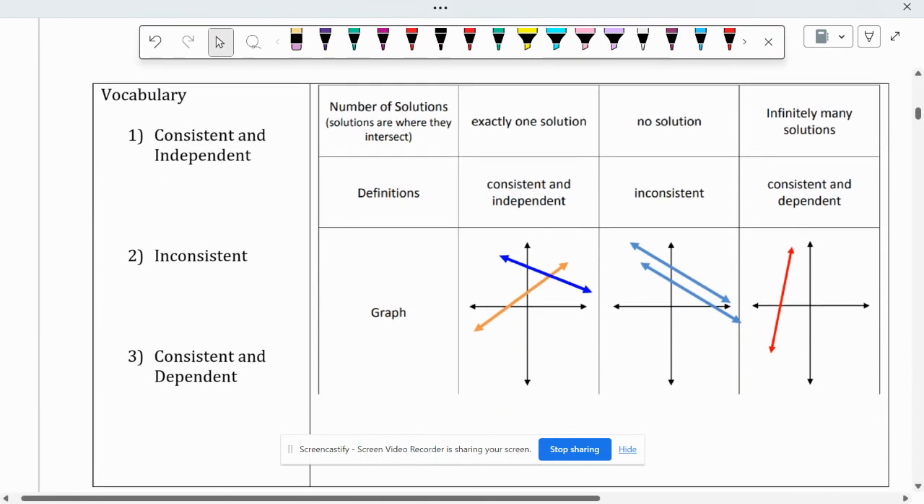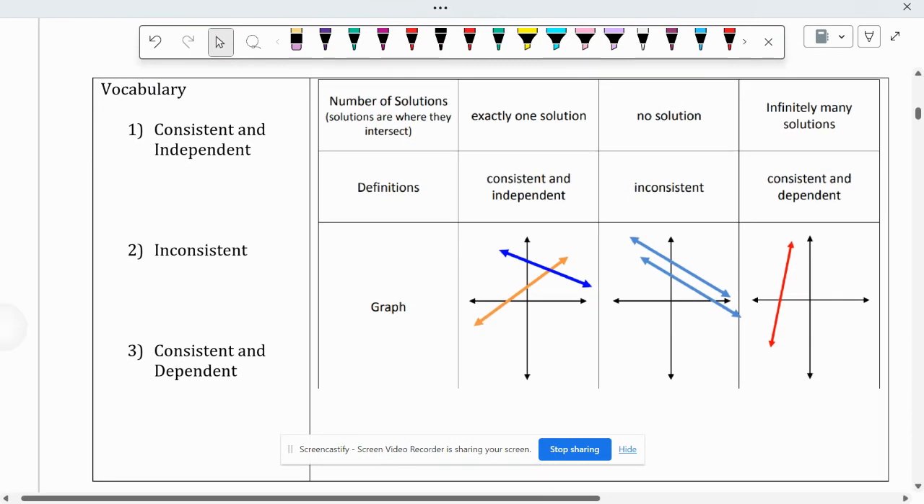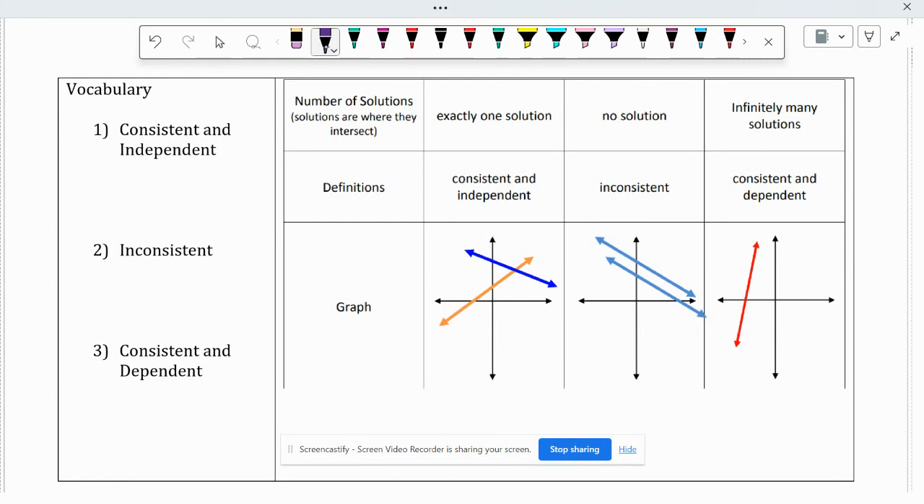All right. So let's talk about a little bit of vocabulary. So we have 3 types of solutions. These are the types of solutions or types of systems. So consistent, independent. Well, that's 2 lines that intersect. So if they intersect, that means that their slopes have to be different.